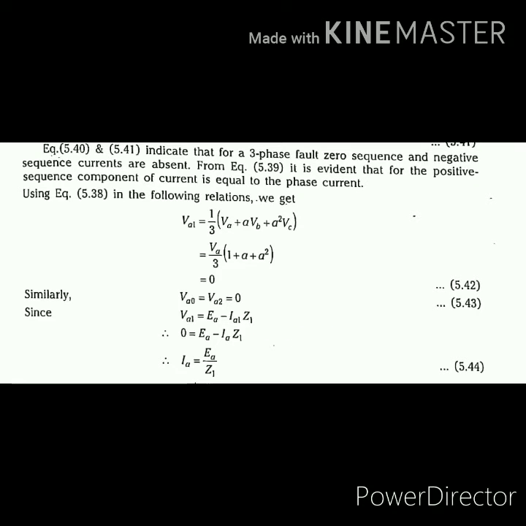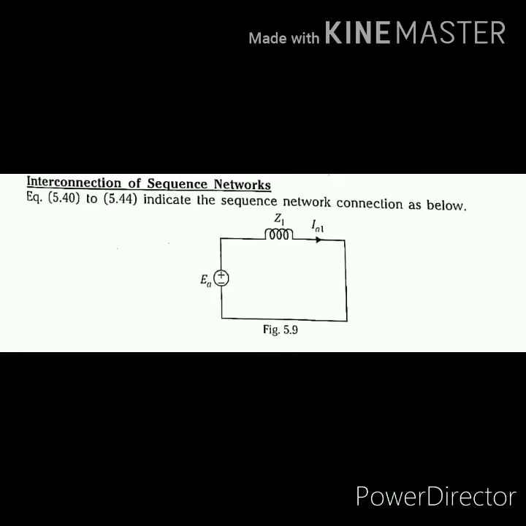We want IA, and one more thing I'll tell you, VA1 is equal to EA minus IA1 Z1. In the next equation, we have written IA1 as IA because from the 5.39 relation, we know they are equal. So finally, we get IA is equal to EA by Z1. And the interconnection of sequence networks, when considering all these relations, is as shown in figure 5.9.